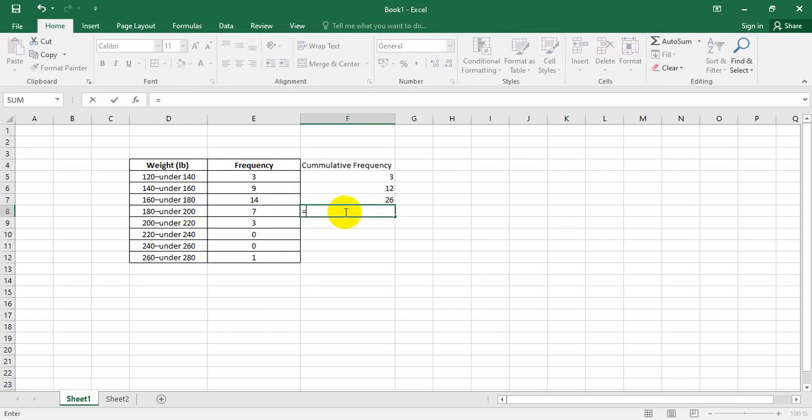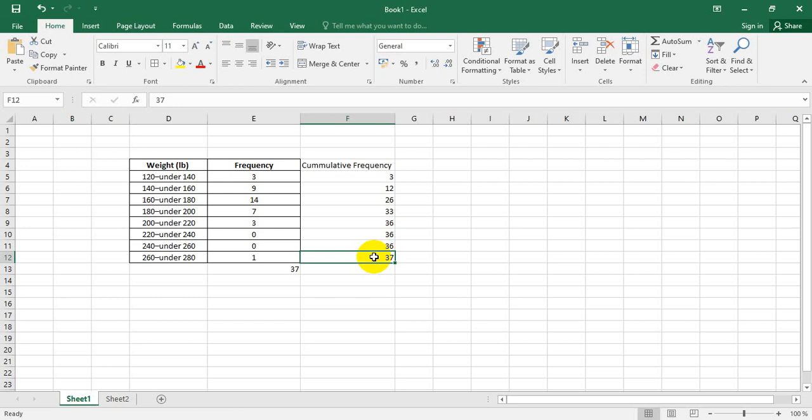Next is 26 plus 7, it becomes 33. Then next, 33 plus 3 becomes 36. Then 36 plus 0 again 36, 36 plus 1 becomes 37. So the last cumulative frequency must be the sum of total frequency, which is in fact 37. So the last cumulative frequency must be the sum of total frequencies.